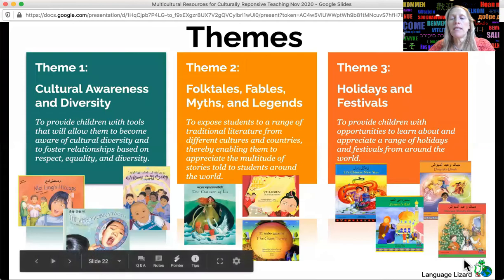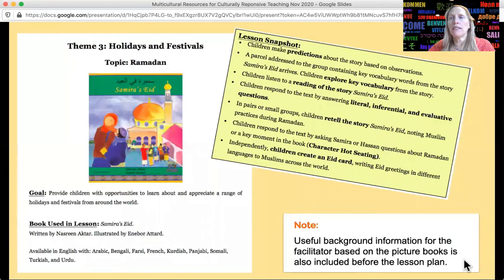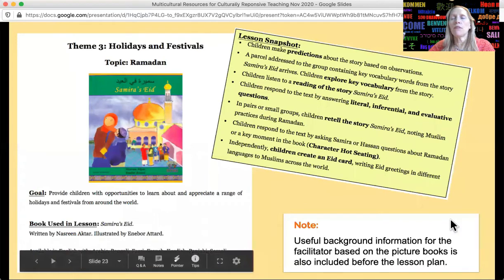The book has many lesson plans, and they're broken out into three themes: cultural awareness and diversity, folktales, fables, myths, and legends, and holidays and festivals. I'd like to take just a brief look at an example of one of the lessons. This lesson uses the book Samira's Eid to learn about Ramadan and the Eid holidays.